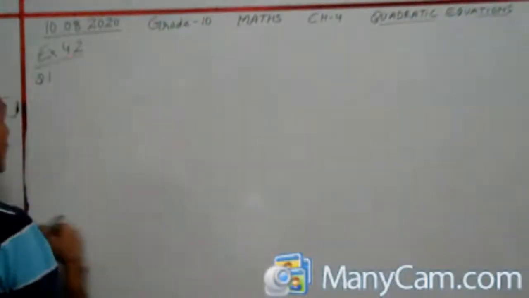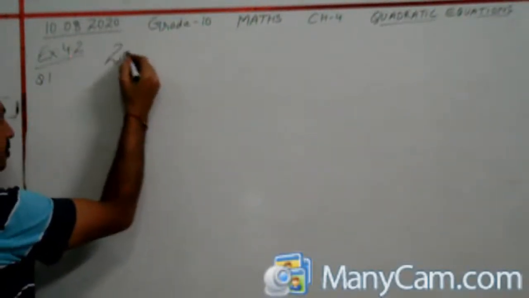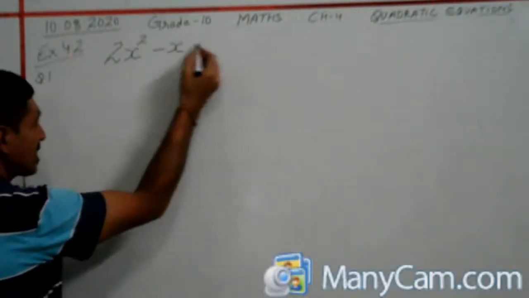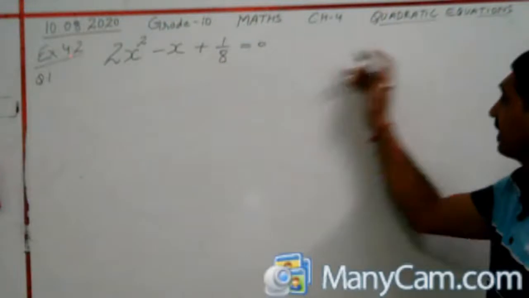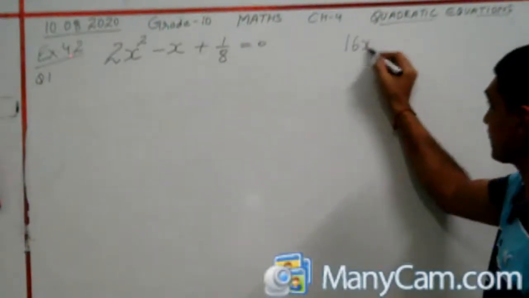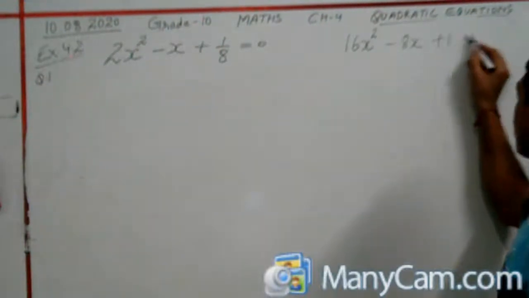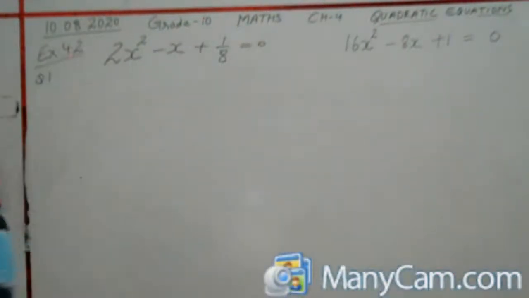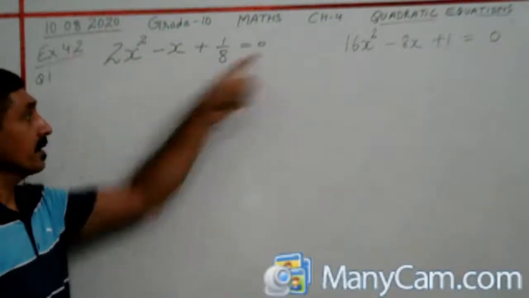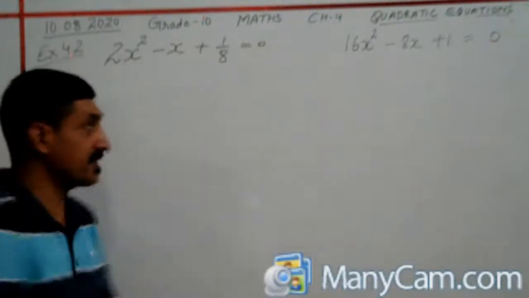So the fourth part, the question is 2x square minus x. Even we can write this equation, if you are not able to understand how to divide or how to solve, as 16x square minus 8x plus 1 is equal to 0. This equation and this equation are one and the same. Why are they the same? Multiplying this equation on both sides by 8, we get the same equation.